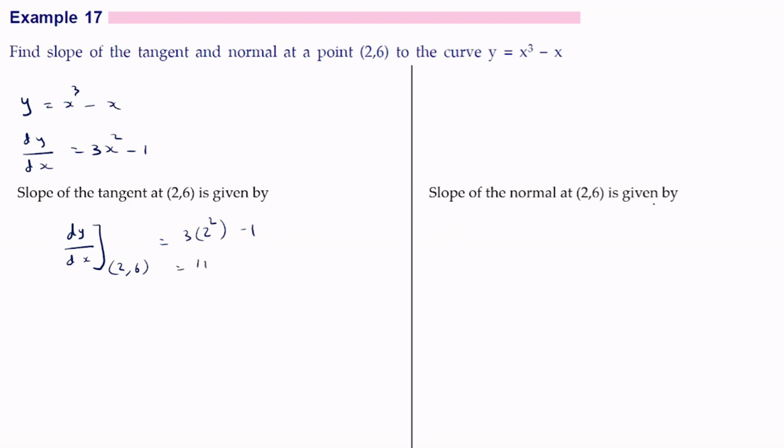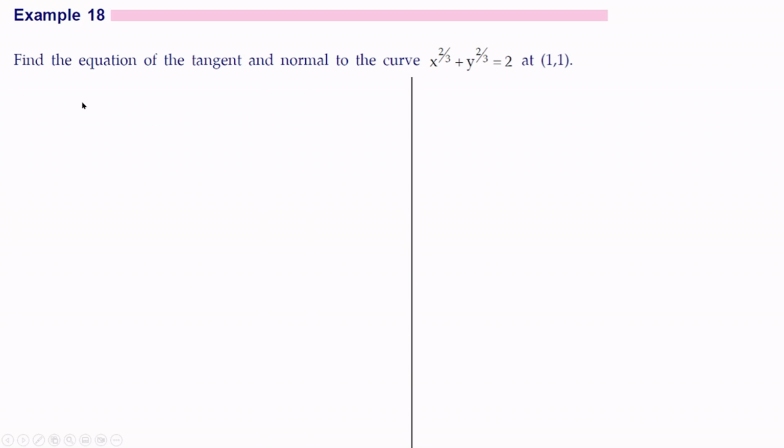And here slope of the normal at the point (2, 6) is given by minus 1 by dy by dx at (2, 6). So this is minus 1 by 11. So this is the slope of the tangent and this is the slope of the normal at this point (2, 6) to the curve y equal to x cube minus x. Next question, find the equation of the tangent and normal to the curve x raised to 2 by 3 plus y raised to 2 by 3 equal to 2 at the point (1, 1).